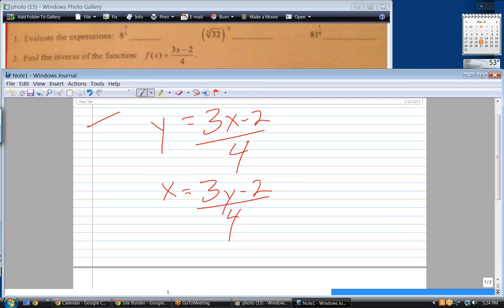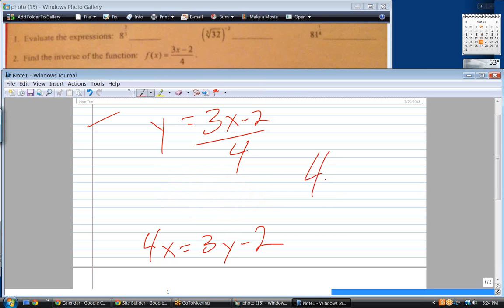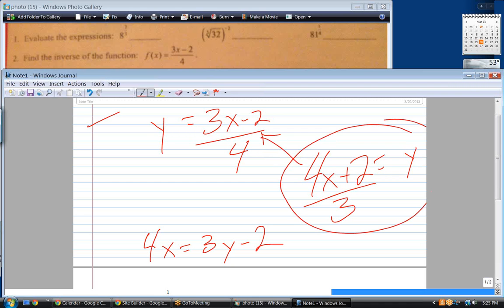Okay. Now what? Then we times by 4. So we have 4x equals 3y minus 2. Now what? Then add the 2. So we have 4x plus 2 equals 3y. And then just divide it all by 3. There's your inverse. Okay. That's the inverse of that. Cool.